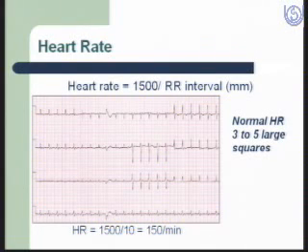Now how do we calculate the heart rate on an ECG? As I told you, 1 millimeter or 1 small square on the ECG represents 40 milliseconds. So going by this, if we measure the RR interval in millimeters and divide 1500 by the RR interval, we get the heart rate per minute. So normal heart rate varies from 60 to 100 per minute. So in a patient who has normal heart rate, the RR interval will measure from 3 to 5 large squares.